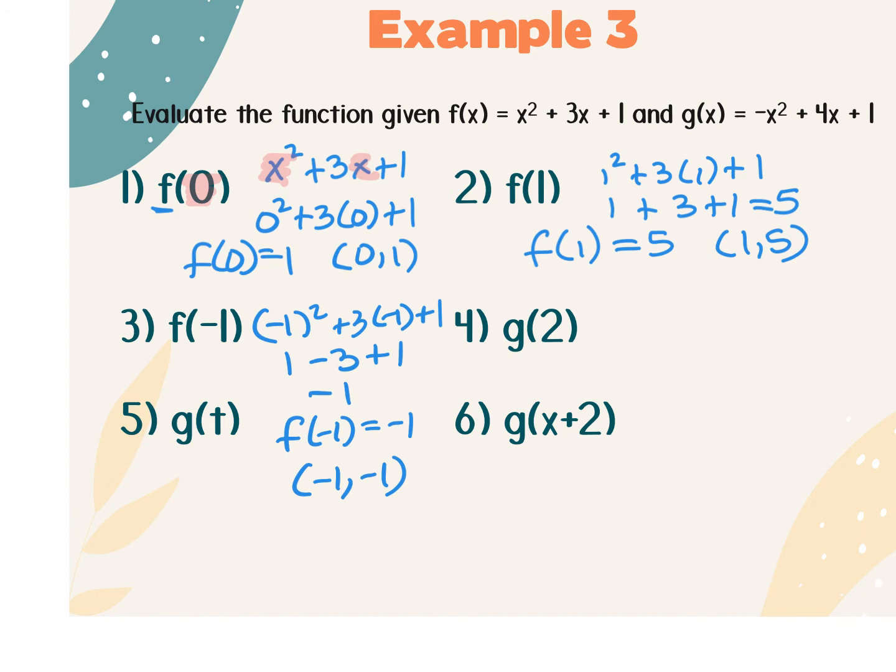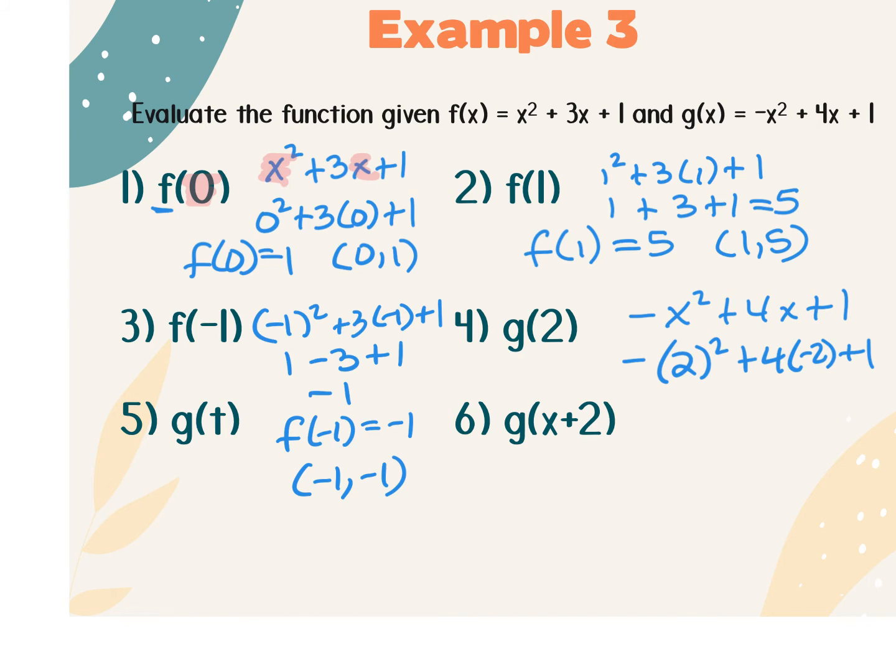Now notice we're switching up the letters. Now we're doing the g of x function. So I'm going to be using the negative x squared plus 4x plus 1. Be very careful when your x squared term is negative. So I'm going to plug in the number, and I'm plugging in a 2.